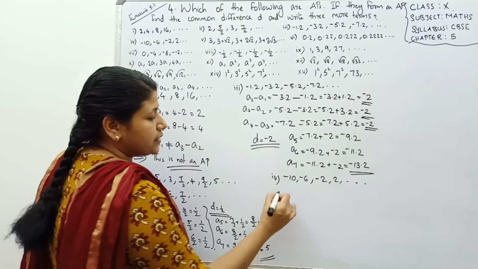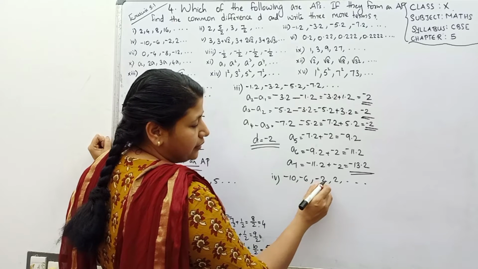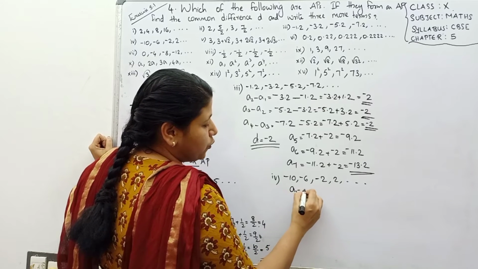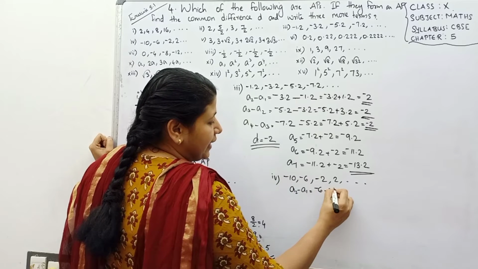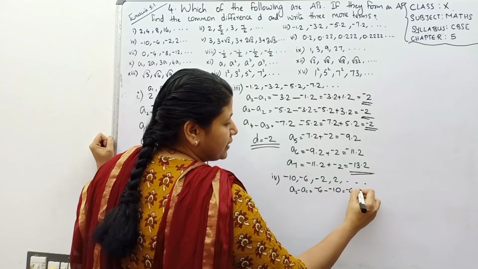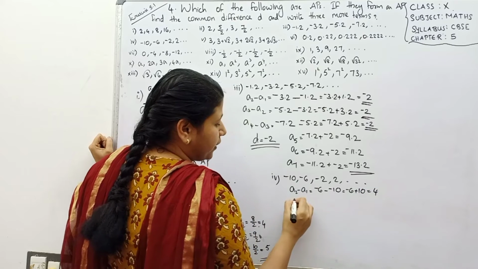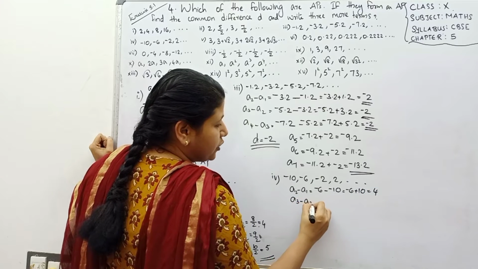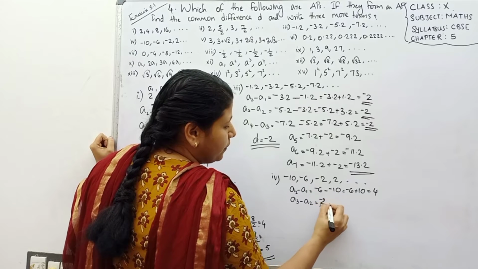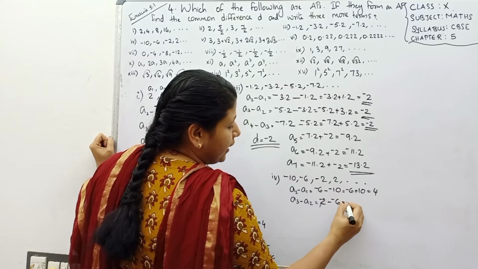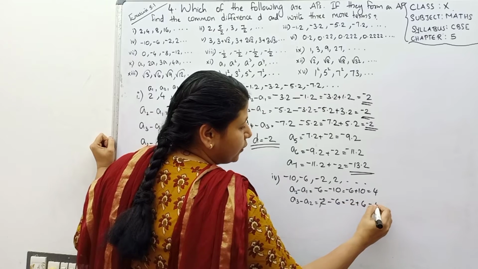First term is A1, then the second term, third term, and fourth term. So find out A2 minus A1. Negative 6 minus negative 10, which is negative 6 plus 10, which is equal to 4. A3 minus A2, that is negative 2 minus negative 6. Here also negative 2 plus 6, which is equal to 4.